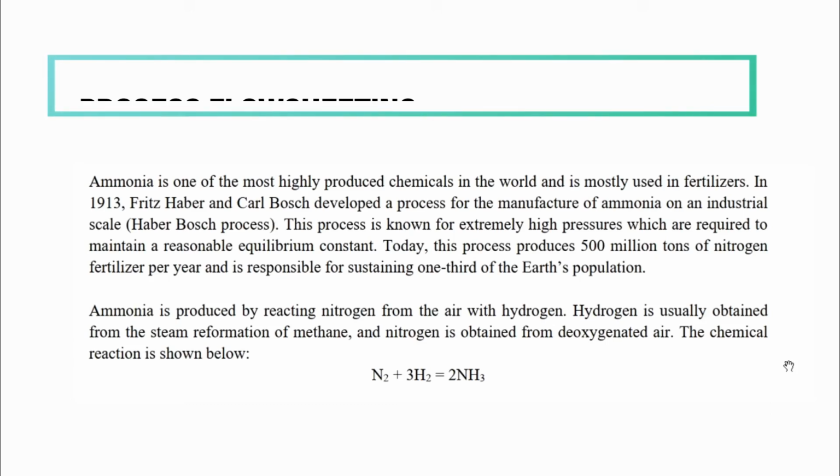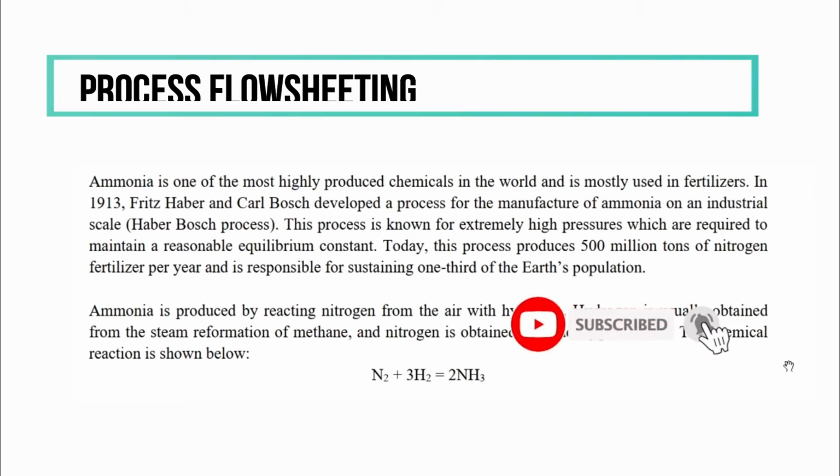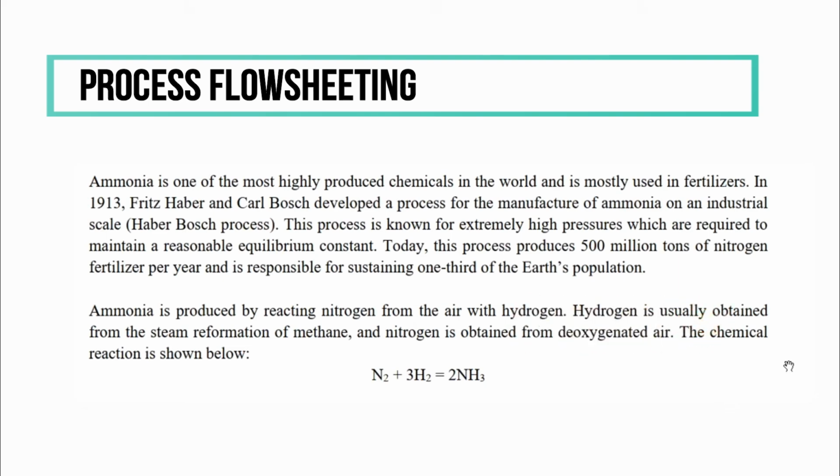Hello everyone, welcome back. This video is related to process flow sheeting, and the process we have taken for the simulation study is ammonia production. It's a common, famous process, the Haber-Bosch process, known for the extremely high pressures required to maintain a reasonable equilibrium constant. Today this process produces 500 million tons of nitrogen fertilizer per year and is responsible for sustaining one-third of Earth's population. So the basic reaction is nitrogen reacts with 3 moles of hydrogen to produce 2 moles of ammonia.